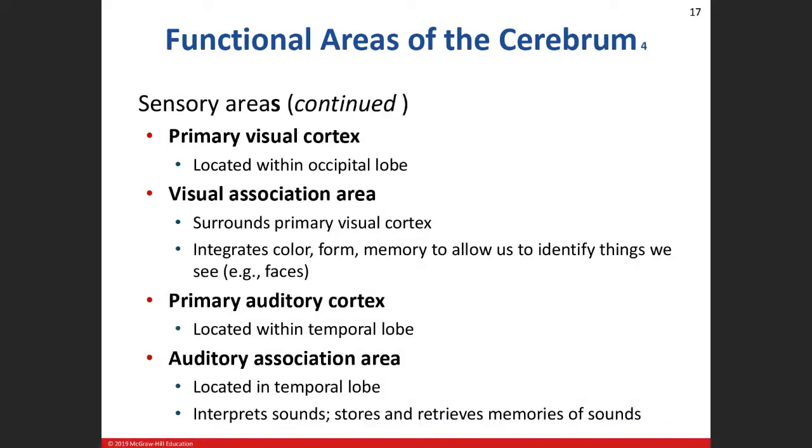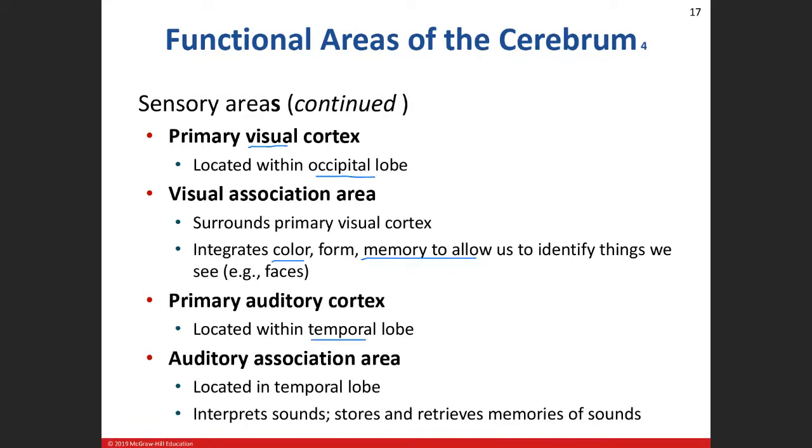A couple other sensory areas here. Think vision, occipital lobe. Our visual cortex also has a visual association area, also in the occipital lobe. And that's where we're going to have our memory. Again, you've seen me at Publix. Also color.